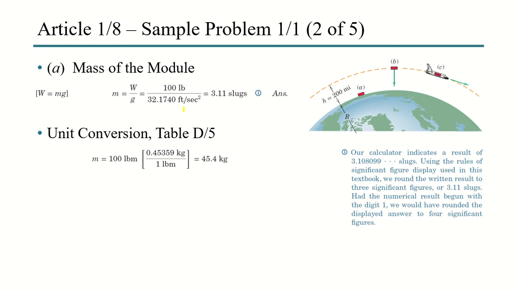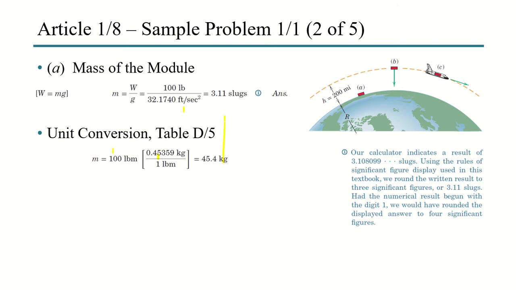Now we can use the unit conversion in Table D/5 in our previous slides, where the mass is 100 pounds mass. So convert this into kilograms. So 100 pounds mass times 0.45359 kilogram per 1 pound mass is equivalent to 45.4 kilograms. So this is the mass in terms of kilograms.